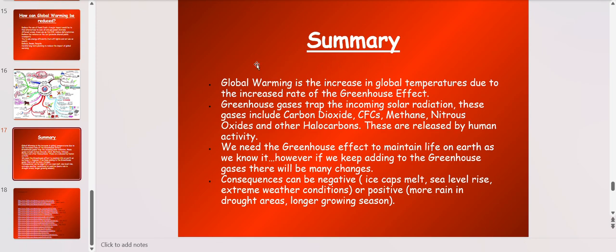Here's the summary. Global warming is the increase in global temperatures due to the increased rate of greenhouse effect. We need the greenhouse effect to maintain life on Earth as we know it. However, if we keep adding to the greenhouse gases, there will be many changes. Consequences can be negative or positive. Negative ones are ice caps melting, sea level rise, extreme weather conditions, while positive ones can be more rain in drought areas and longer growing seasons. So these are the summaries of this topic.